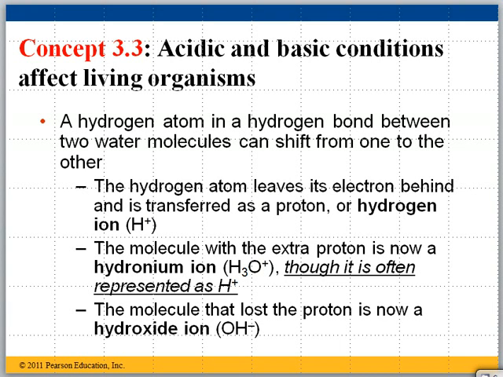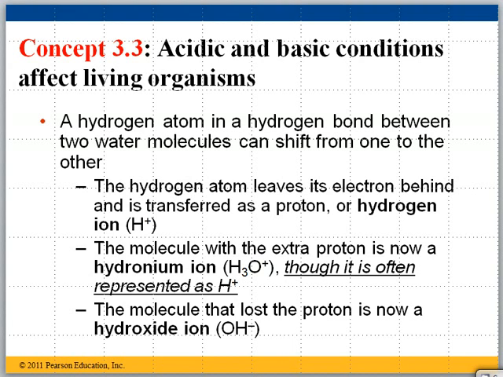And the key thing we need to remember here is that water can sometimes split apart. The basic water molecule is H2O, two hydrogens and one oxygen. But sometimes, because of the hydrogen bonding going on between water molecules, one of the hydrogens can actually be shifted or leave its molecule and attach to another one. So that hydrogen atom, when it leaves its electron behind and is transferred as a single proton, that's an H plus, a hydrogen ion. So sometimes one of the protons breaks away from that water molecule, and that H plus ion is floating free.